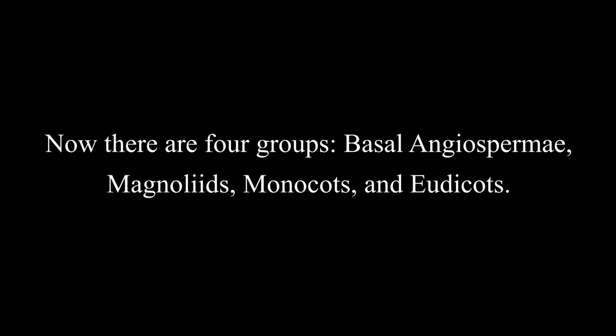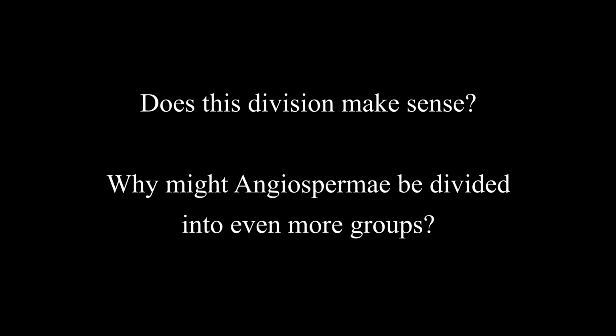So now there are four groups: Basal Angiospermae, Magnoliids, Monocots, and Eudicots. So does this division make sense? Why might Angiospermae be divided into even more groups? Or why might some of those groups not really be completely accurate?